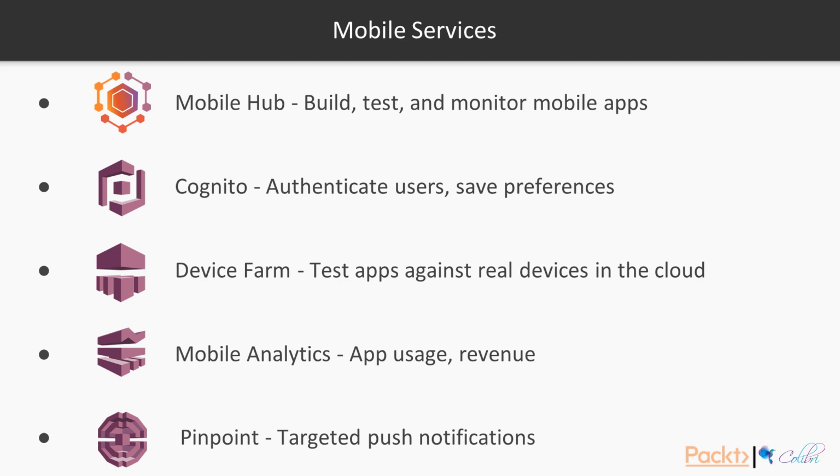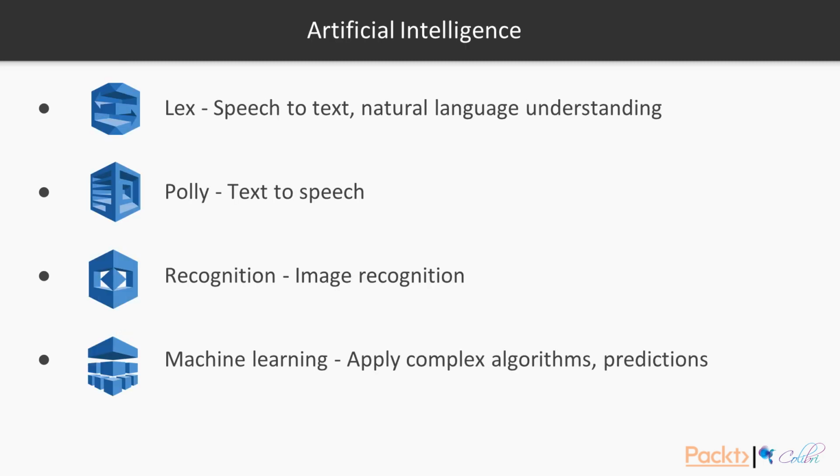Now, let's talk about mobile services. Mobile Hub is a way to build, test, and monitor your mobile apps. Cognito is a way to authenticate your users and save their preferences. With Device Farm, you specify how you want to test your apps against real devices in the cloud. You can use whichever device you want, iPhones, Samsungs, anything that you might want to test your application on. Mobile Analytics records the app usage and its revenue, and Pinpoint is used to target push notifications.